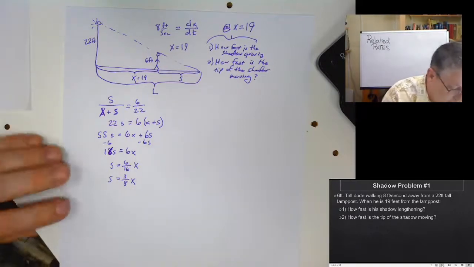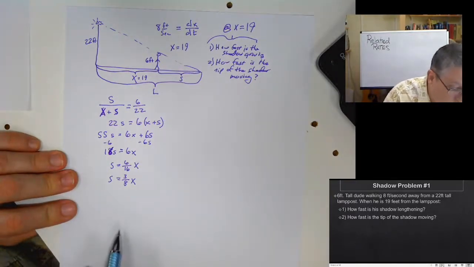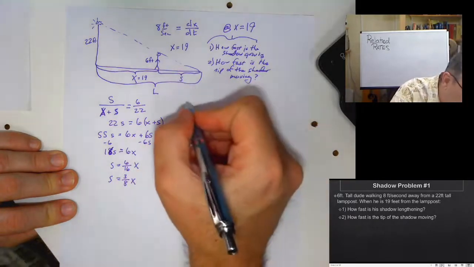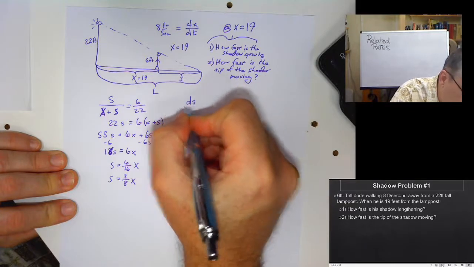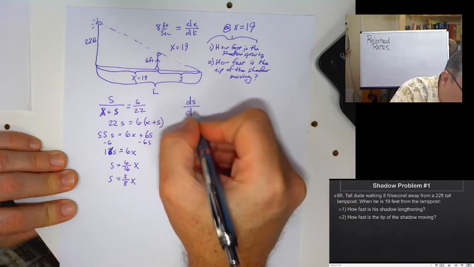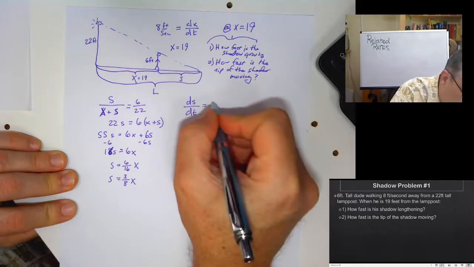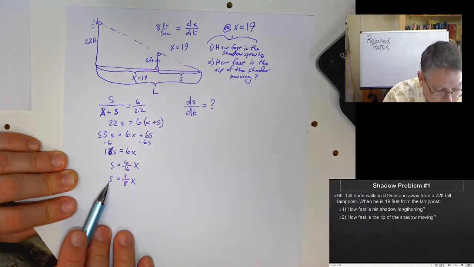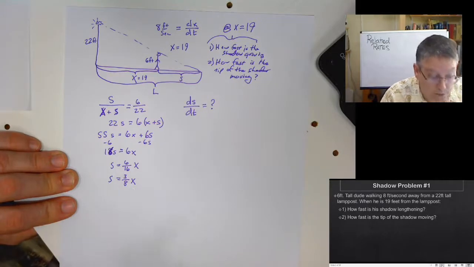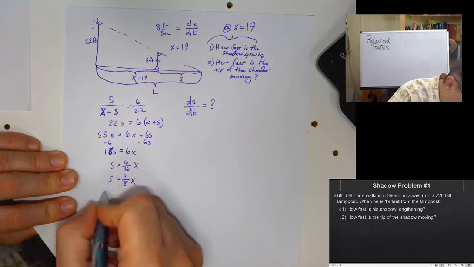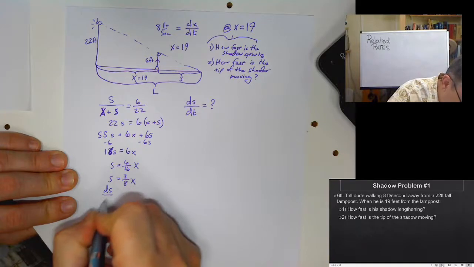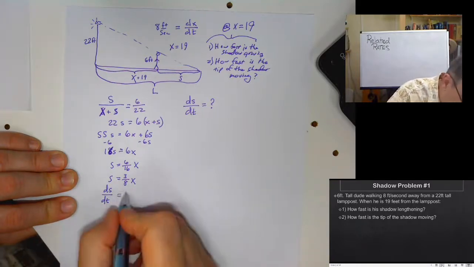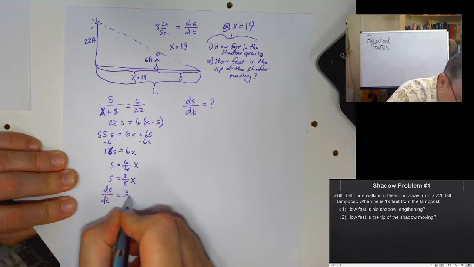Okay, so now what are we looking for? We're looking for how fast is this growing. So what we're actually looking for is the rate at which s is changing over time, right? So basically what we're going to do is take the derivative of s and the derivative of x with respect to time. So then we're going to say ds dt equals, and that's a constant, so we can keep that outside of things.